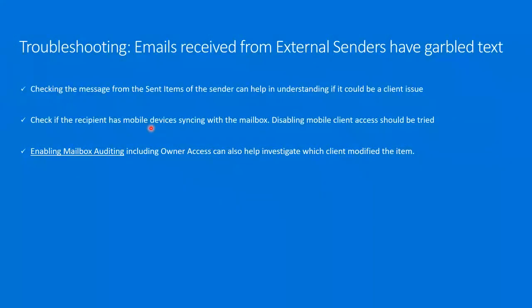Garbled text. It could be a client issue. The sender might have sent it properly, but when the recipient received it, it could be a client issue which is not able to render that email in the right format, or probably a different device on which the mailbox is configured is causing this email not to look the right way. Or you can also enable mailbox auditing to see which client is actually modifying this particular item to not display the right way.